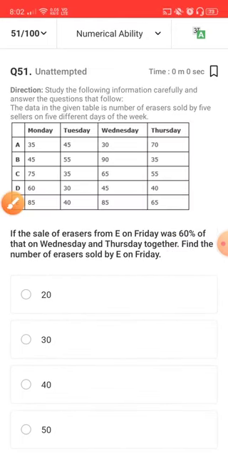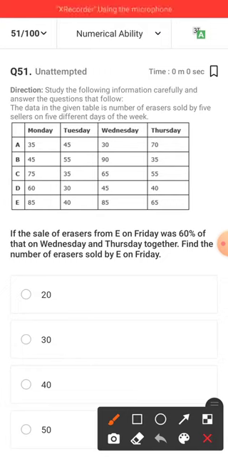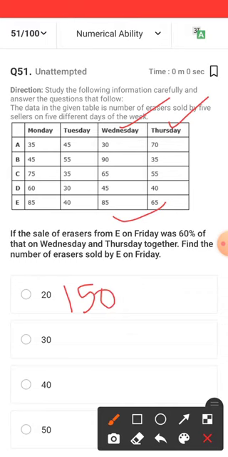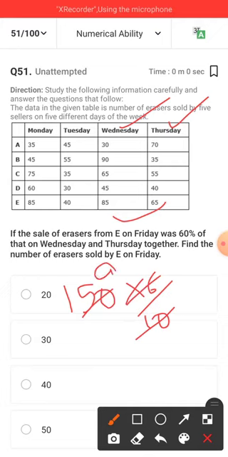Then again it is a table graph, so we can do this. The sale of erasers from E on Friday was 60% of that in Wednesday and Thursday together. Wednesday and Thursday together, 60%. 85 plus 65 is 150. 60% of this number is 6 by 10. Simply we can cut it down and we get 90. So our answer is 90.